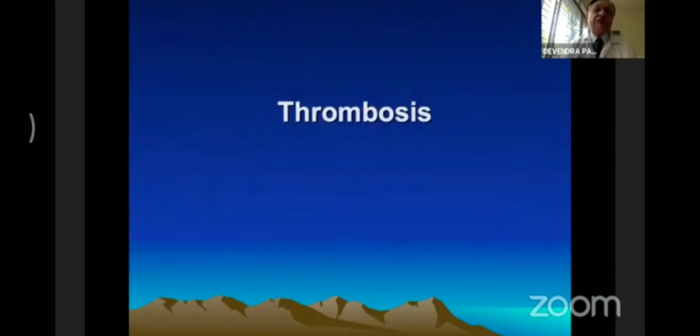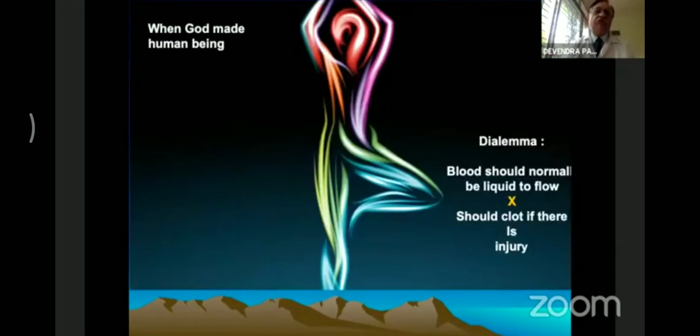Coming to the last part of today's lecture, we'll come to thrombosis. When God made the human being, he had a dilemma. Blood should normally be liquid and should flow, isn't it? Otherwise, the body will not get the nutrients, and the different parts will not get the oxygen. And it should clot if there is an injury. If it does not clot and the hemorrhage is not stopped, the blood will flow out, there will be hypovolemic shock, and the person will die.